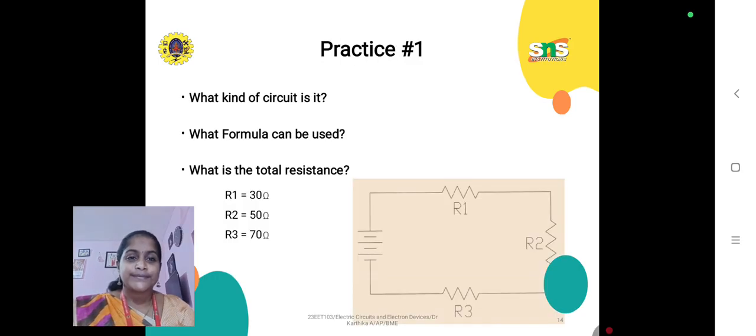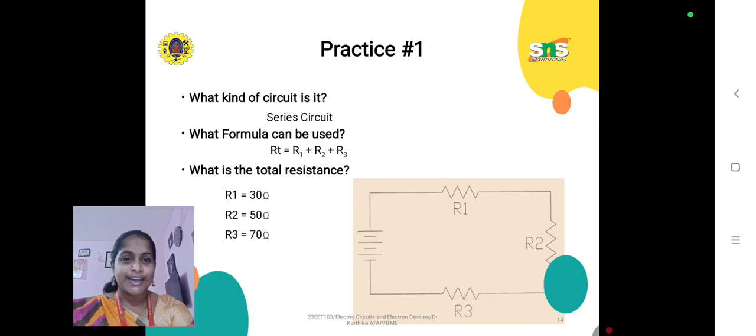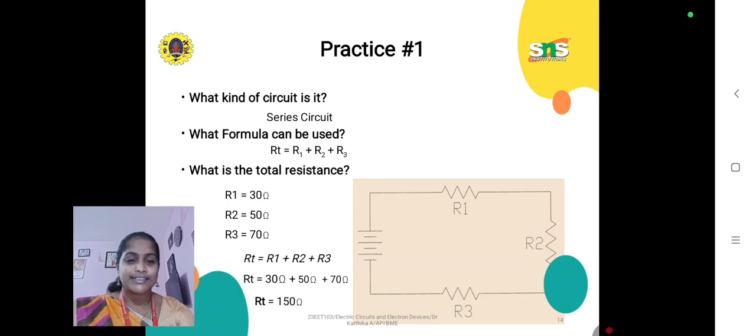Here I have included some problems. First one, see the diagram. What kind of circuit is it? What formula can be used? And what is the total resistance? See here, it is a series circuit. The formula is RT equal to R1 plus R2 plus R3. And our answer is RT equal to 150 ohms.